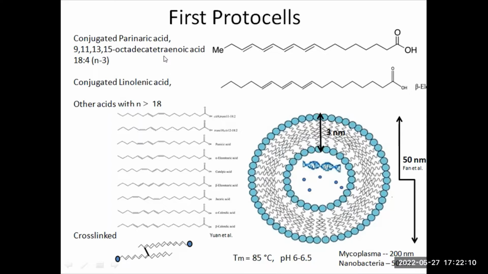So the first protocells, then we could imagine, were made up of at least 18 carbon atoms. And they were probably, or at least some of them were, parinaric acids, which have 4 conjugated bonds here, starting from 3 from the end here. This is instead of N, they put omega. So this is, for example, an omega-3 acid because it has 1, 2, 3 carbon atoms before the conjugation.